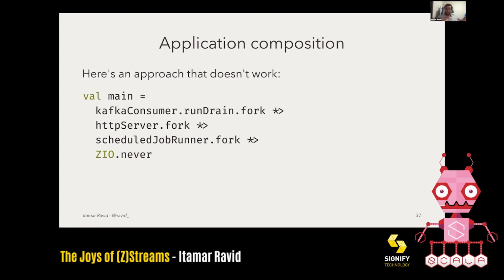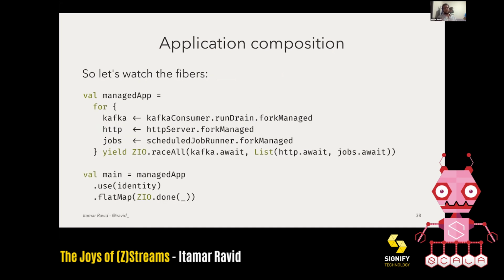Okay, so maybe we can watch the fibers somehow, right? So we'll switch to using ZManaged. ZManaged is also outside of the scope of our talk, but it is usually useful for top-level application composition because you usually want to acquire and release resources, which is what ZManaged does. So we're forking fibers using ZManaged, which means that they will be interrupted as part of the release action. And then what we're doing is that we're racing all of the await functions for those fibers.